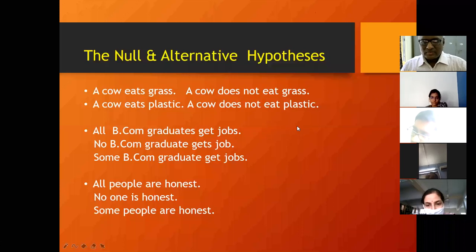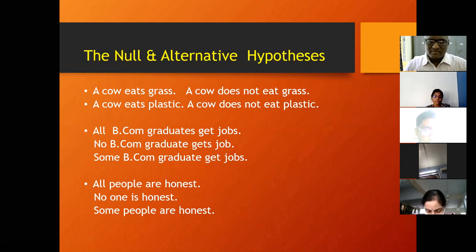It is universally true that a cow eats grass, but there are cows now in the market eating plastic. You want to study why and how some cows are eating plastics in the market. You take a sample of cows, study this, and you prove that some cows eat plastics.